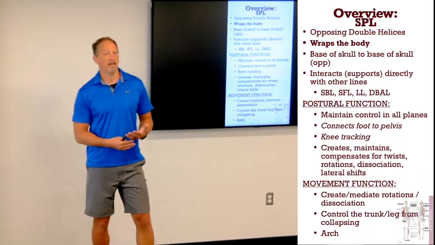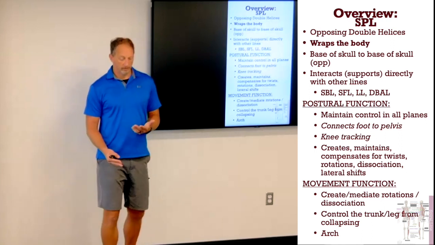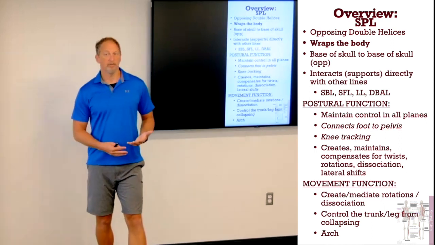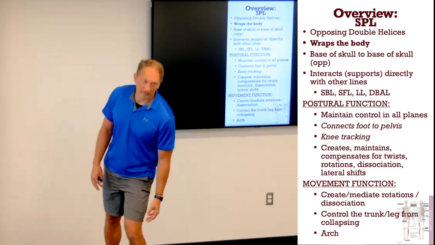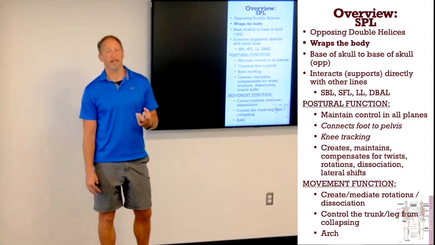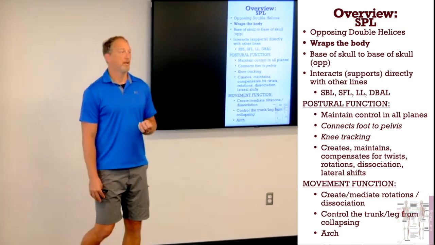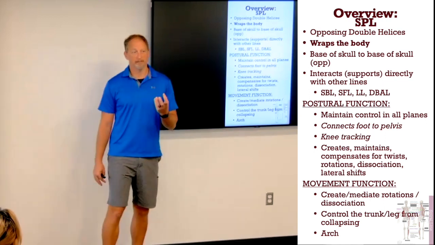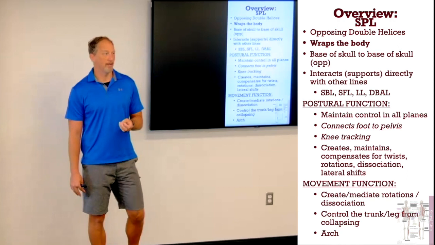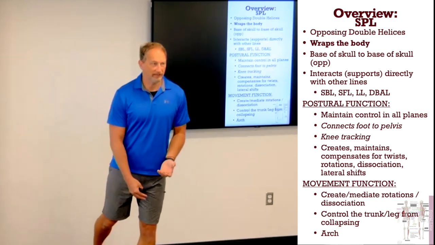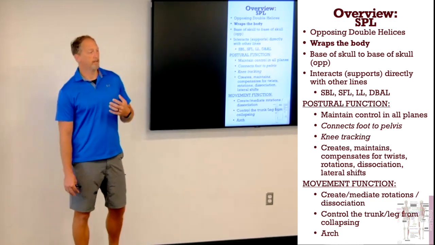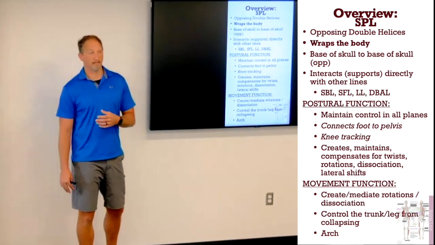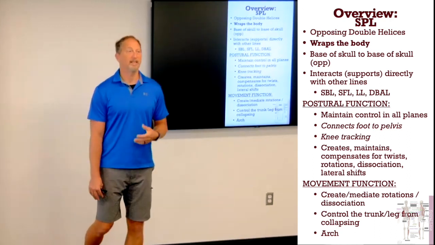The body's not linear. So where the real control comes from in gait to prevent us from collapsing down to the ground comes from that spiral line. The spiral line is really what helps keep us from collapsing down to the ground every time we take a step, whether it's from a walking pace, a running pace, single leg jumping, anything like that.